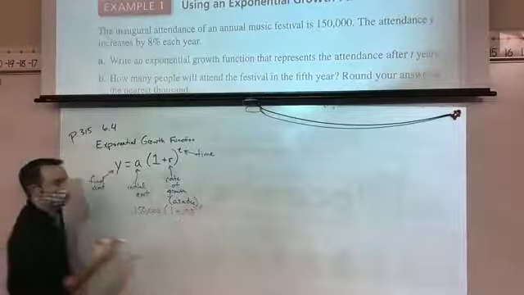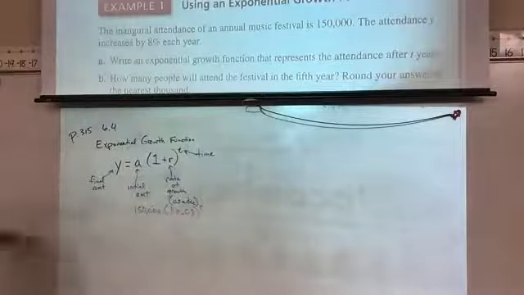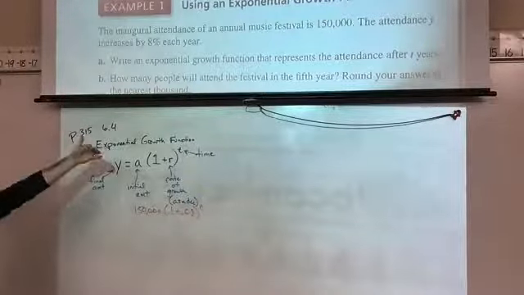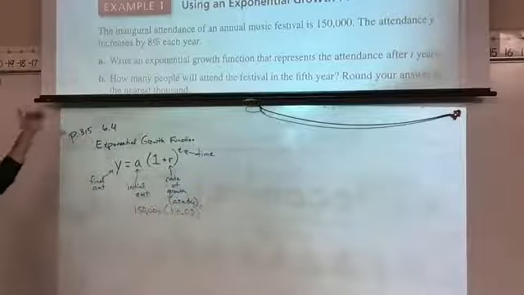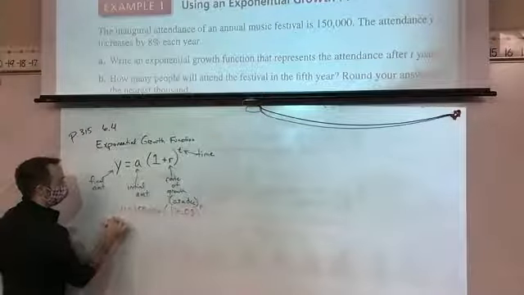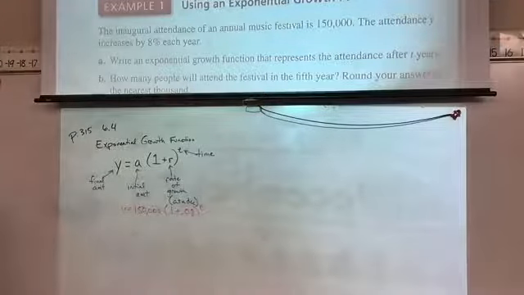Yeah, we're going to leave that as T, remember. Right, because they want it after t years. I know part B talks about a number of years, but part A doesn't. Part A just says after t years. So we're going to leave that as a T. So here's our equation. This is our answer for part A.